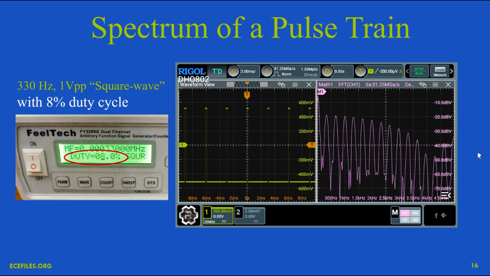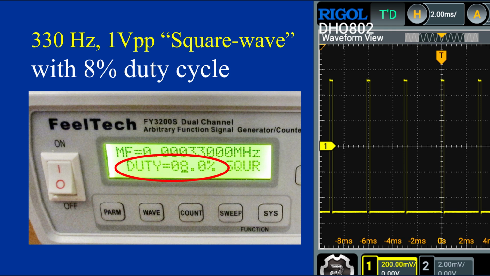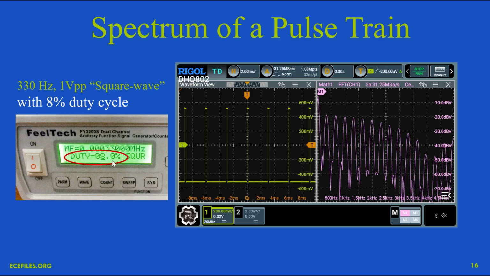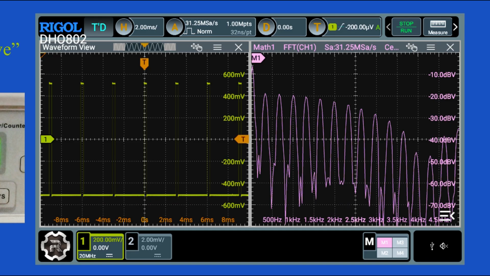So here I've done it with the oscilloscope and the signal generator, which I've configured to be a so-called square wave, but with an 8% duty cycle. So it's not square, it's a pulse train. And we can see the result here. We have these sharp pulses and then a long period of time for the next one. So it's high for 8% of the period of the waveform. The period I left at 3 milliseconds, which is a frequency of 330 hertz, which is here, the fundamental.